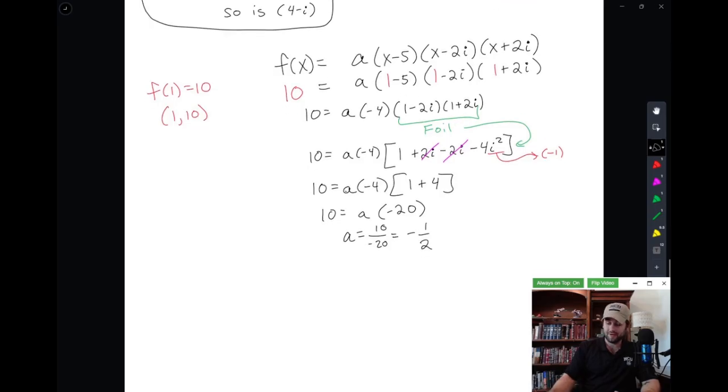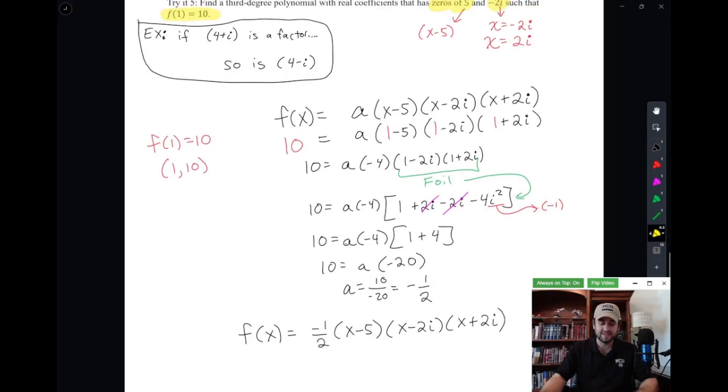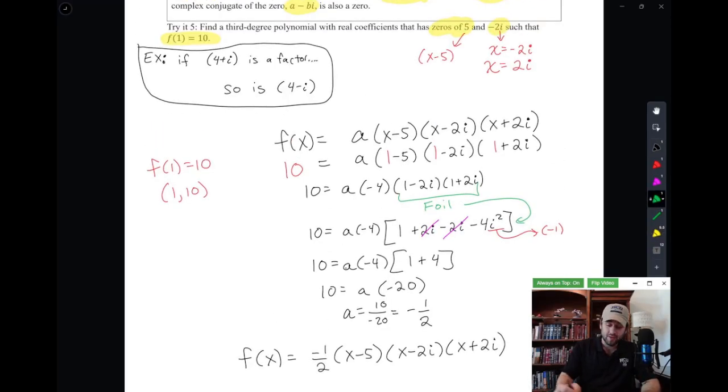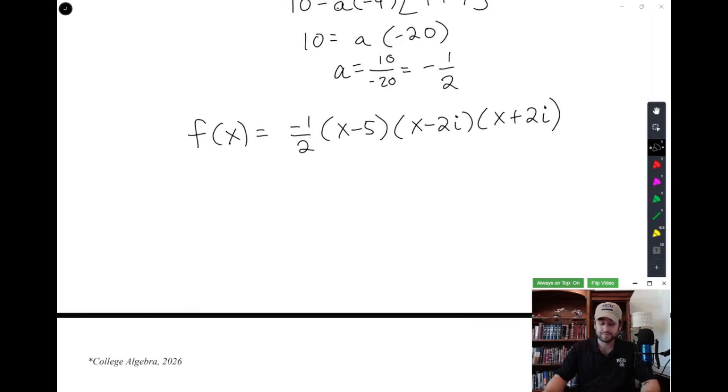And so we have our f of x, which is equal to negative 1/2 times x minus 5 times x minus 2i times x plus 2i. But one more step, because the problem gave us a condition that it doesn't always give us, and it says with real coefficients, which means we actually don't want that imaginary number anywhere in our answer. And so what I'm going to do is just FOIL and distribute this whole thing.